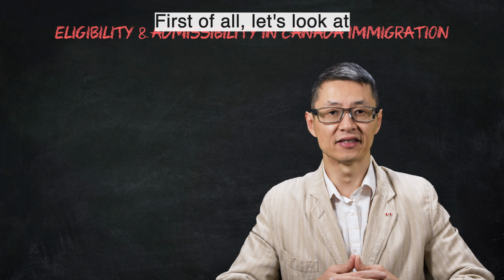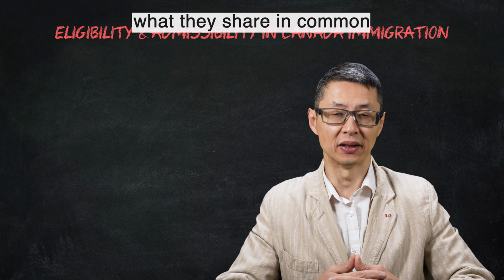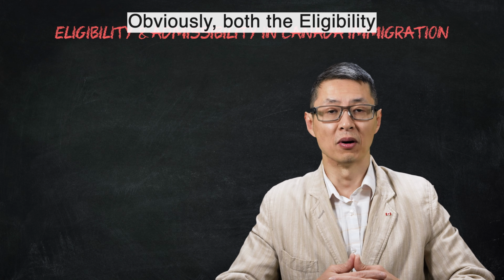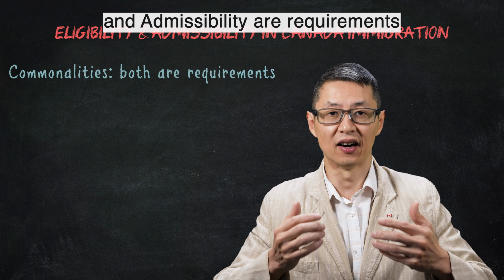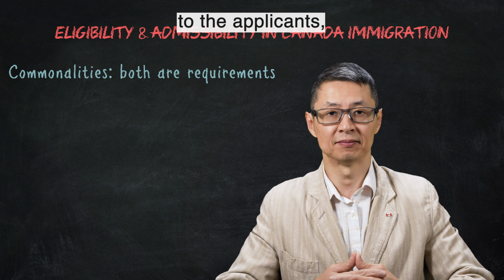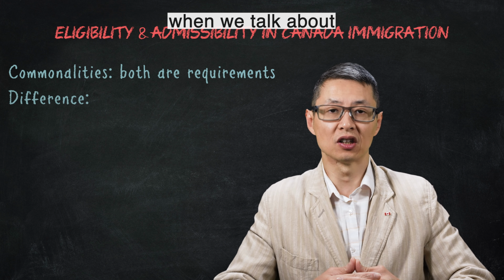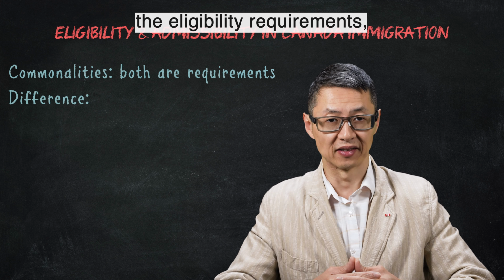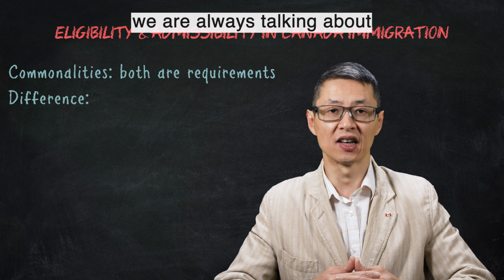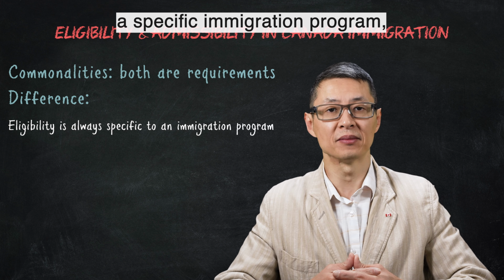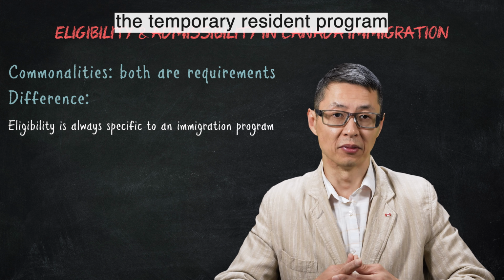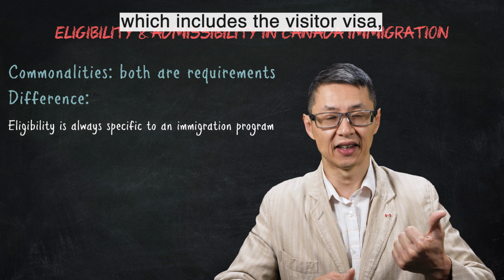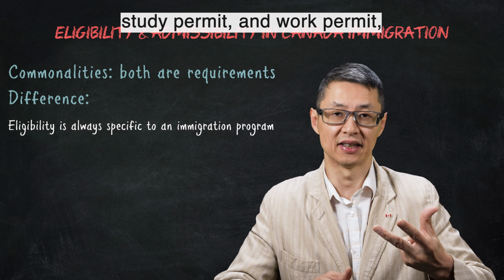First of all, let's look at what these two concepts share in common. Obviously, both eligibility and admissibility are requirements for the applicants. The difference is, when we talk about eligibility requirements, we are always talking about a specific immigration program. For example, the temporary resident program, which includes the visitor visa, study permit, and work permit.